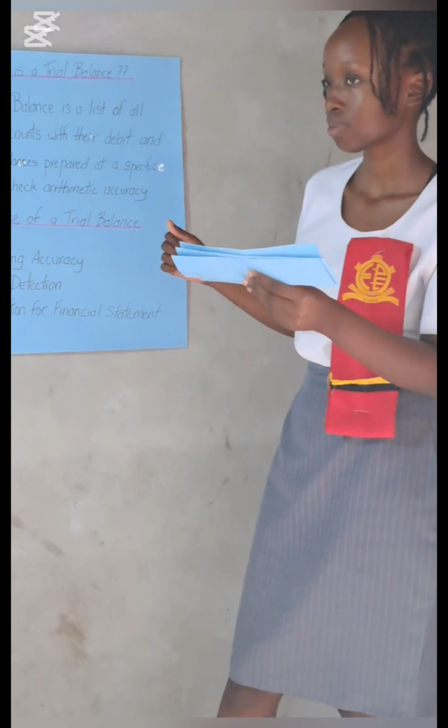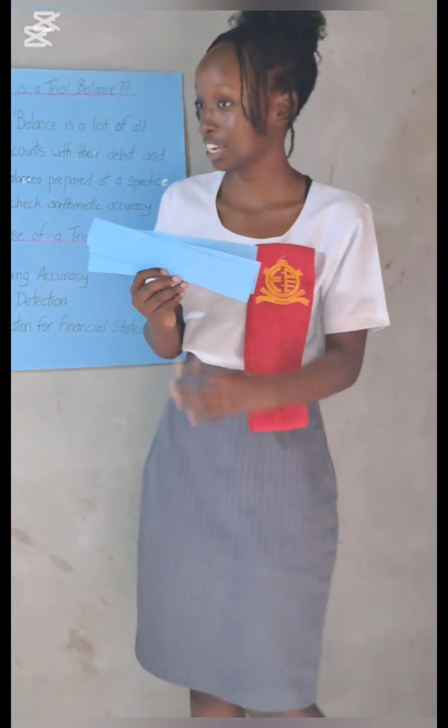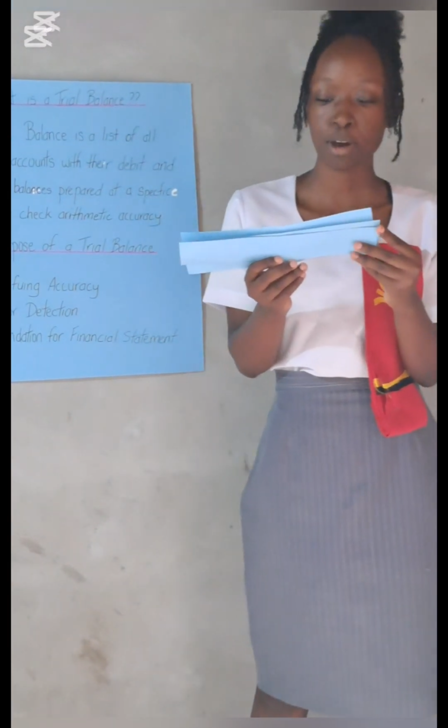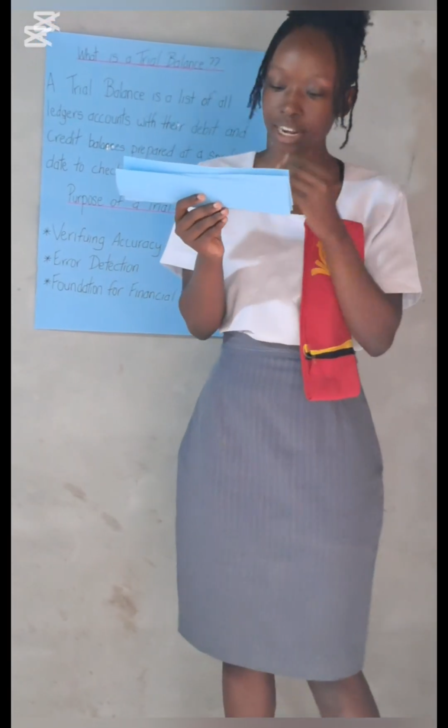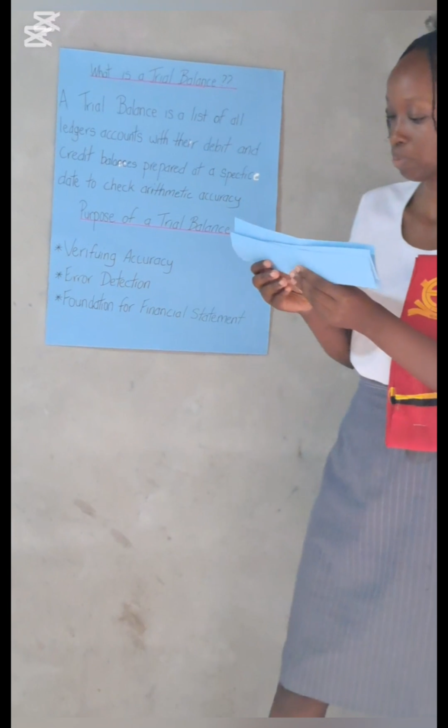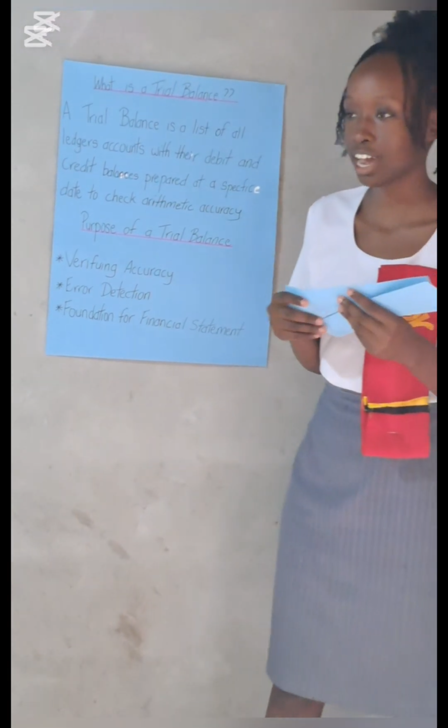Jack, would you like to make an attempt? Miss, can you please read over? Jack, you need to pay attention in class. A small business owner prepares a trial balance to ensure all transactions are recorded correctly before moving to the next step. Verifying accuracy. Very good, Jack.